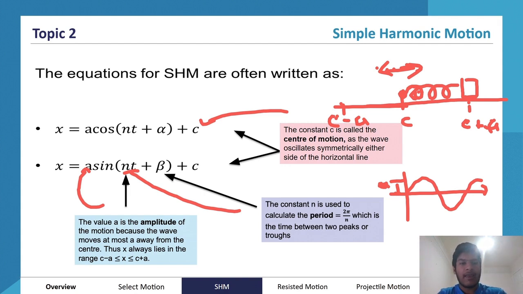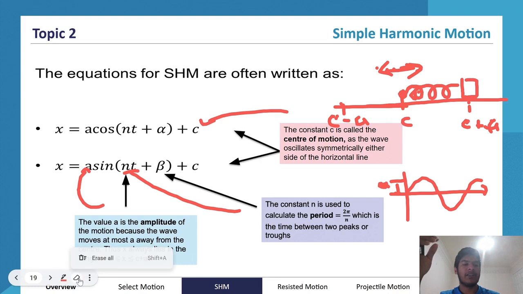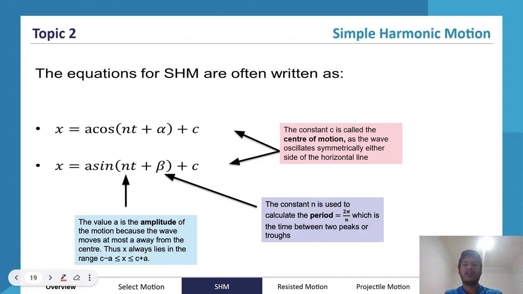Okay, and n, this value n that's attached to the t, that corresponds to the period. And this formula here is very important. The period is 2 pi divided by n.